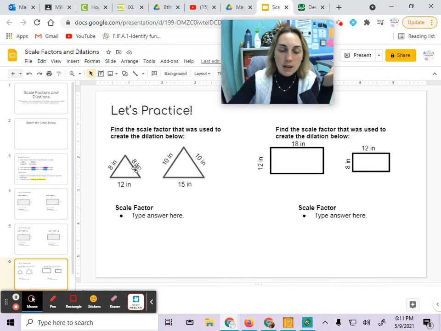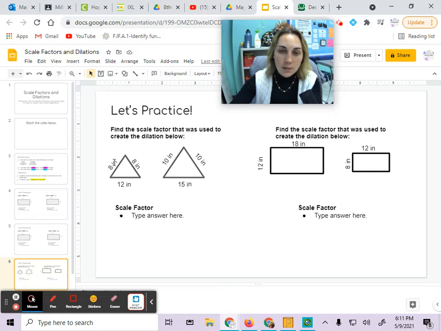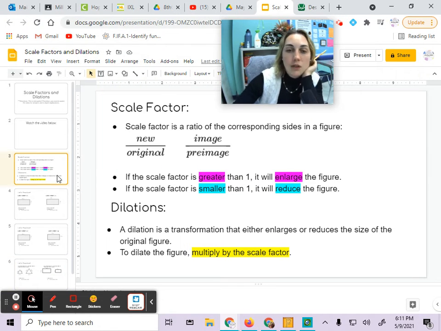So this would be our pre-image, and then this is our image. What happened from here to here? To know what happened between here and here, we would put our new side length in the numerator, and the original side length in the denominator. So if we wanted to find the scale factor, we would put the 10 in the numerator and the 8 in the denominator, and then reduce to find the scale factor.